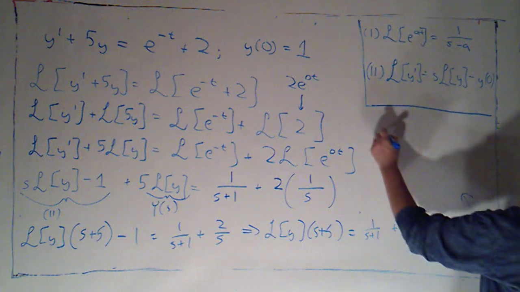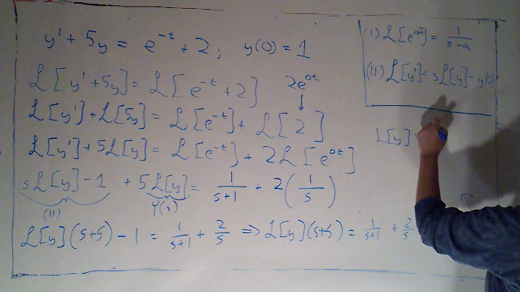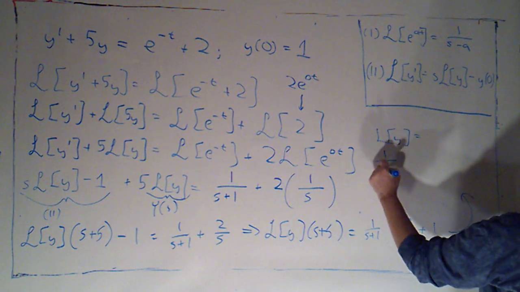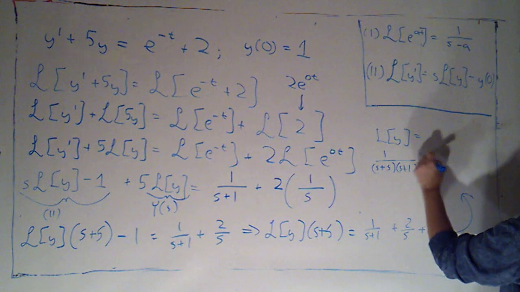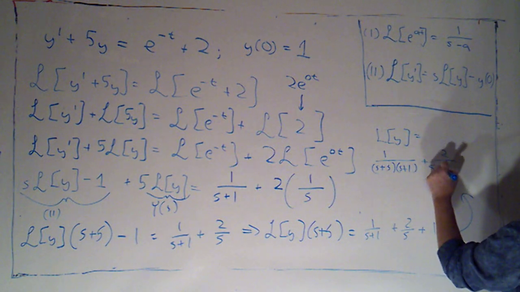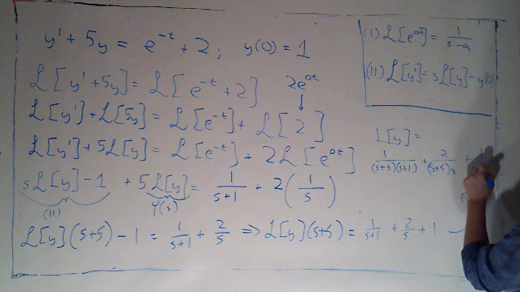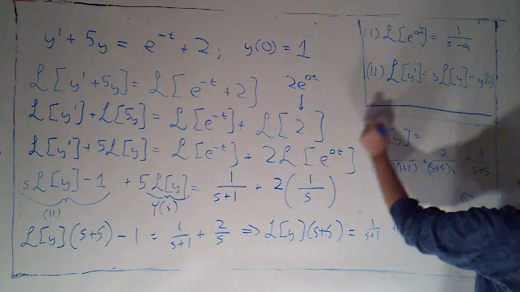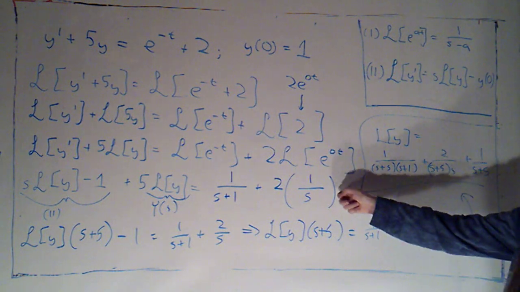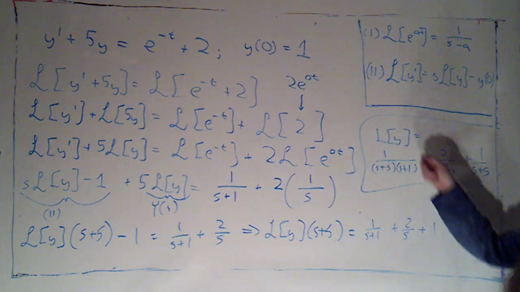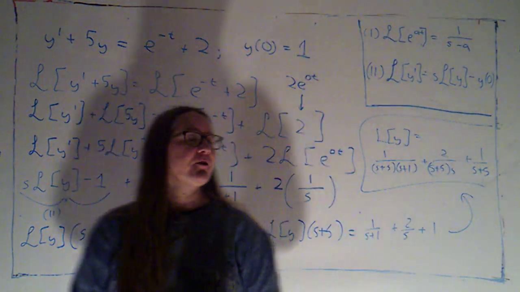I'll just come up here. The Laplace transform of y is going to be 1 over s plus 5 times s plus 1, plus 2 over s plus 5 times s, plus 1 over s plus 5. So we were able to solve this algebra problem for our unknown function of s, the Laplace transform of y.